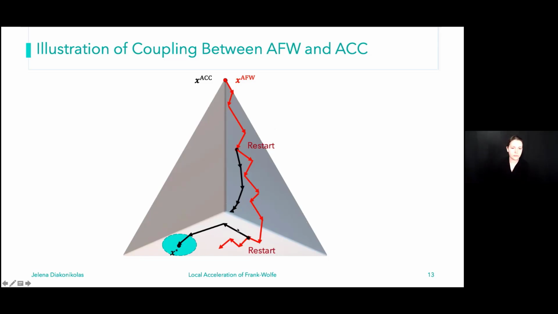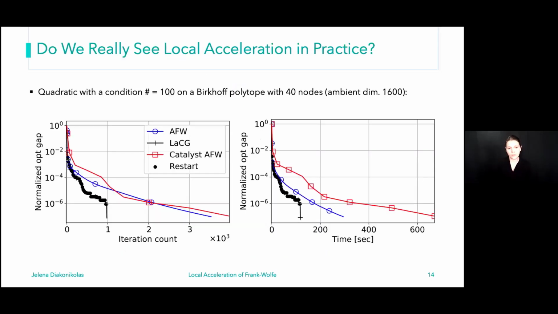And now you could be wondering, okay, this is all a nice story, but is it just a theoretical curiosity, or do we actually see this local acceleration in practice? Well, we implemented this, and it turns out you do. So this is one example, just a quadratic on a Birkhoff polytope with 40 nodes. So this is away Frank-Wolfe. The red one is if you did black box acceleration. And this is our method that does local acceleration.